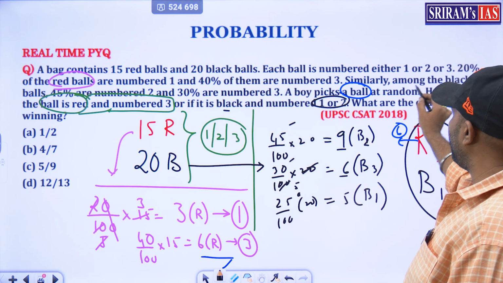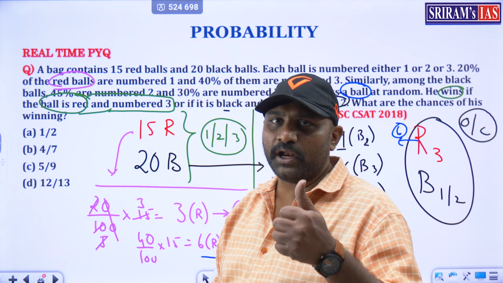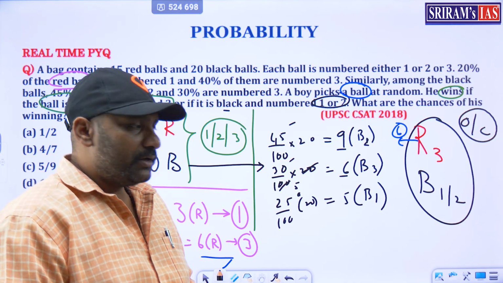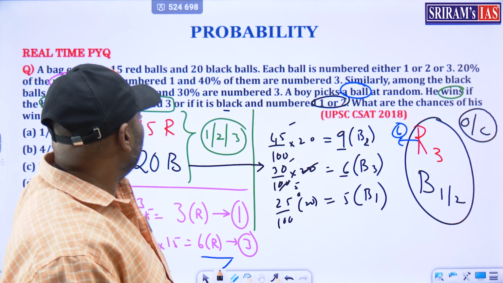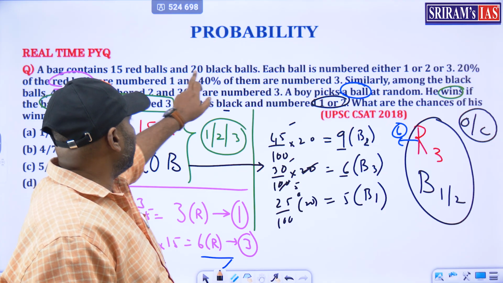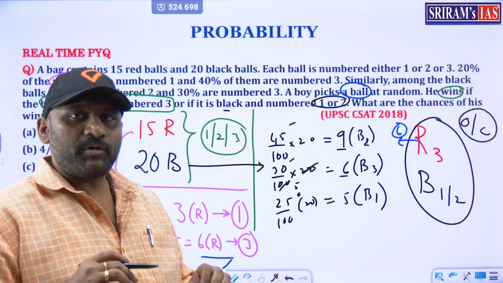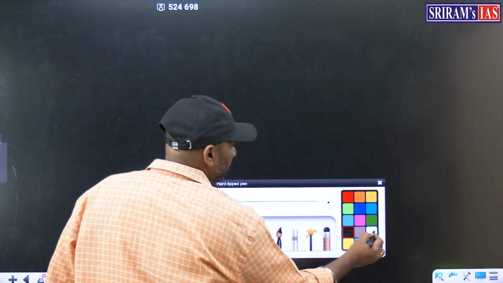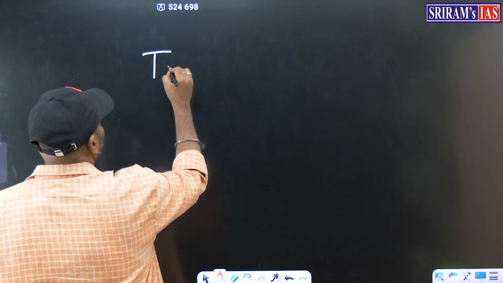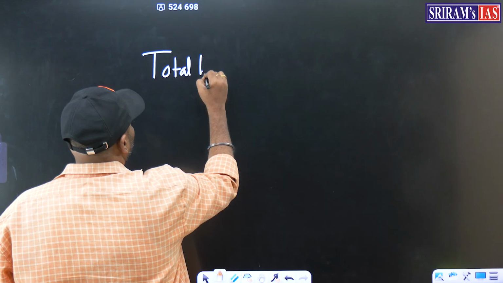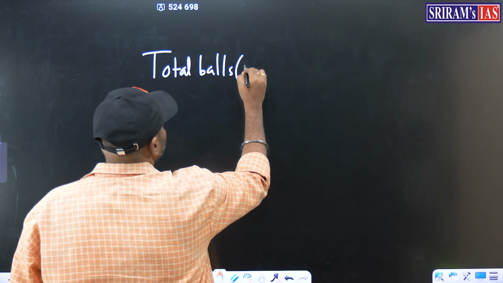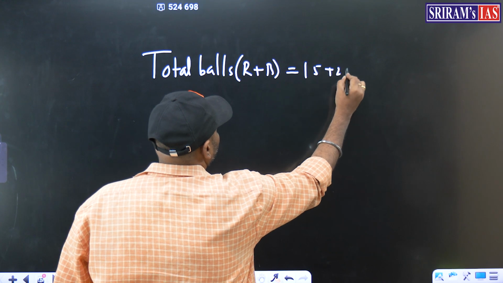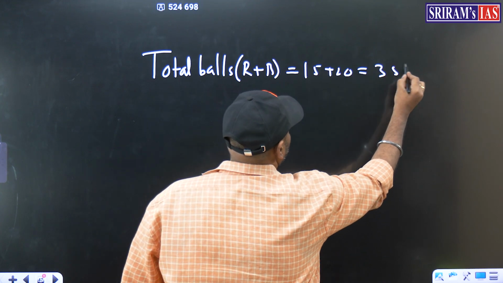So a boy picks a ball at random. He wins if the ball is red and numbered 3. Since he picks only one ball, it is very simple. Total, how many balls are there? Total 15 and 20. So let's write down more clearly. Here we will have total balls, that means red and black, all of them together. We have 15 plus 20, which is 35.